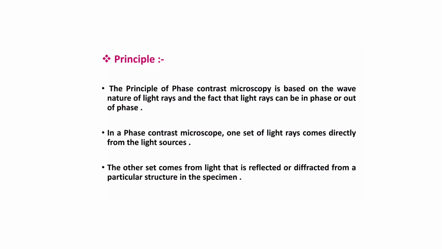The principle of phase contrast microscopy is based on the wave nature of light rays and the fact that light rays can be in phase or out of phase. So in a phase contrast microscope, one set of light rays comes directly from the light source. The other set comes from light that is reflected or diffracted from a particular structure in the specimen.